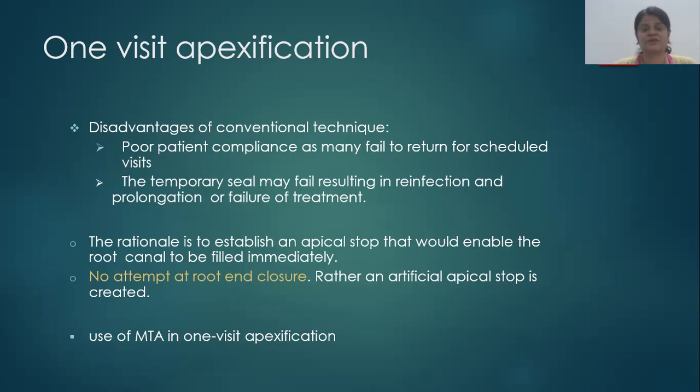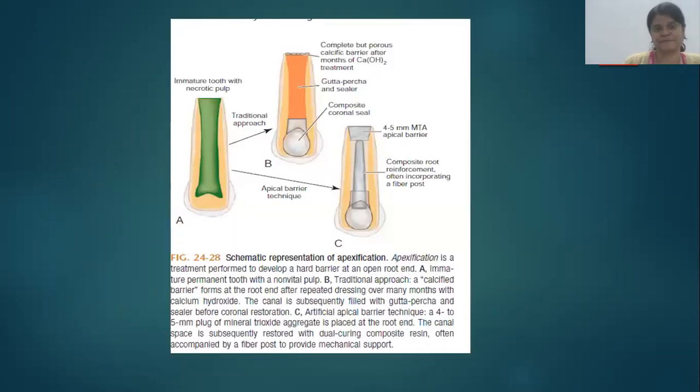So the rationale is to establish an apical stop that would enable a root canal filling material to be placed immediately. So no attempt at root end closure is made. Rather than achieving a natural root end closure, an artificial apical barrier is created using a material, and this material is MTA. The usage of this procedure is called one visit apexification.